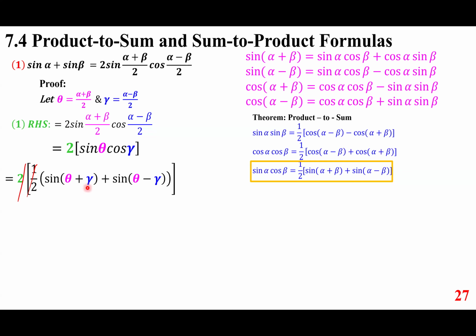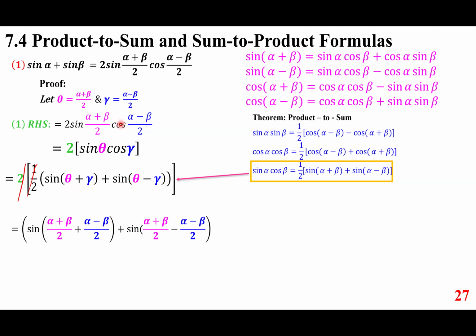So it becomes sine of theta plus gamma plus sine of theta minus gamma. Now replace the theta with alpha plus beta over 2 and gamma with alpha minus beta divided by 2. So we replace the theta, we replace the gamma. Since they have the same denominator, add them up. I hope you see that beta and minus beta cancel each other. 2 alpha divided by 2 is alpha.